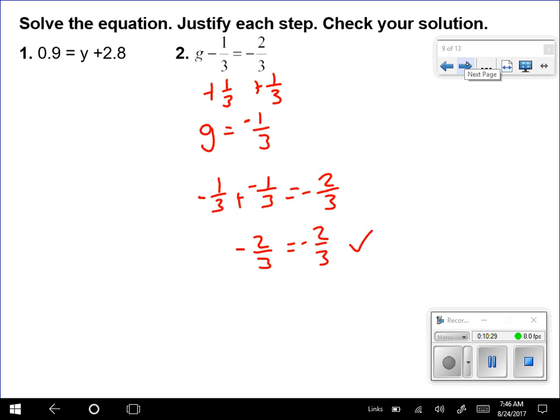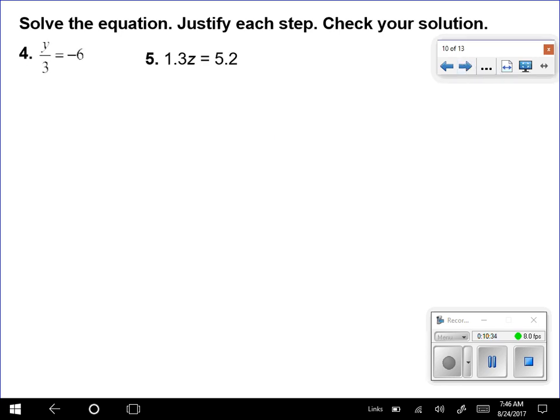We have one more page of examples. We had to throw some multiplication and division in there. So here I have division. So the inverse of division is multiplication. So I'm going to multiply by what here? Well, if I'm trying to get rid of it, I'm going to multiply by 3, because 3 over 3, or 3 divided by 3, is 1, which gives me y by itself.